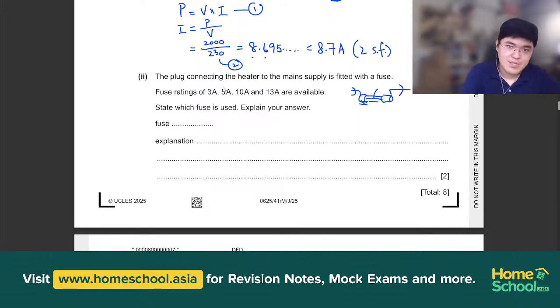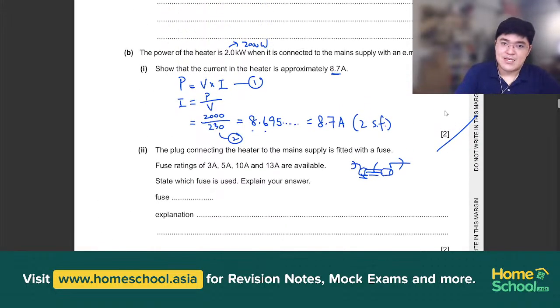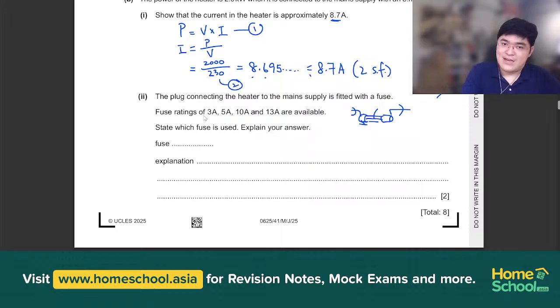Over here you can see the current to the heater is 8.7 amperes. It takes this much amperage to run this heater. So if you have a 3 ampere or a 5 ampere fuse, even before the heater can run at full capacity, the fuse inside has melted already, which means it doesn't work. So 3 and 5 are out.